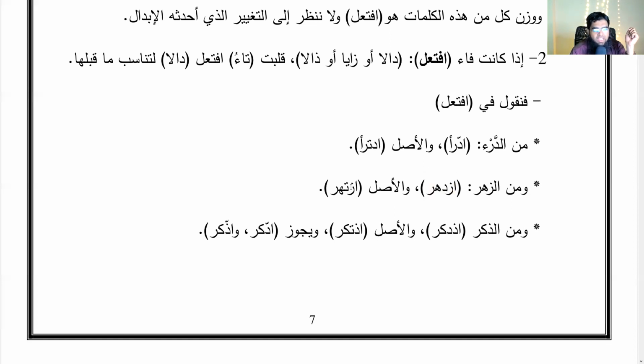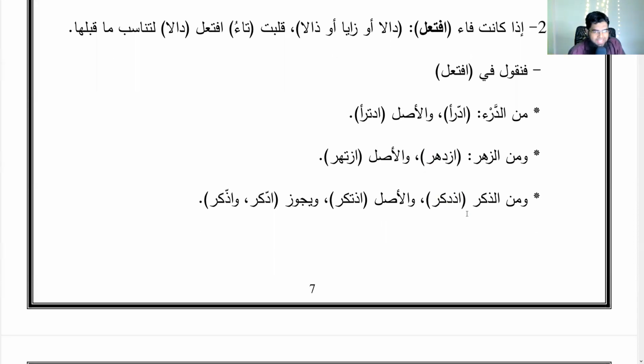Why is this dal then? It was actually a ta. And from dhikr, remember, it becomes izdakara. Like we learned an extra rule for dha, similarly for dal you have three ways. Dha and dal, three ways. You can either change it to a dal, izdakara, like the normal one which we just learned, or you can change both of them to dal, iddakara. Iddakara.